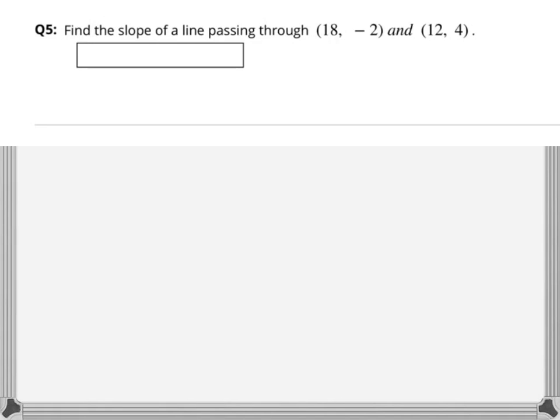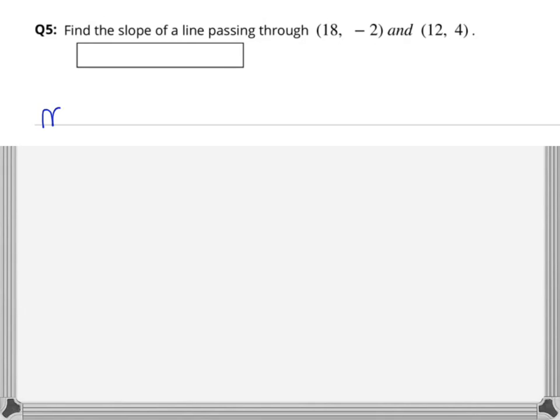Okay, ladies and gentlemen, so in this particular problem, we have to find the slope of a line that passes through these 2 points, 18, -2, and 12, 4. So to do this, I'm going to show you a formula to find the slope. Now, we've done this before without using the formula. I mean, we kind of have used the formula, but I haven't officially given you the formula. So right now, I'm going to give you the formula.